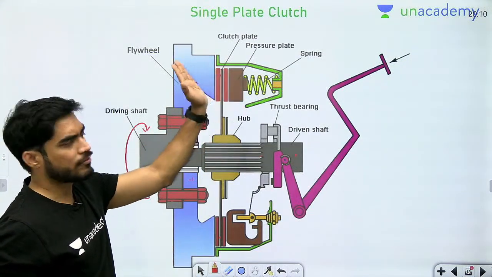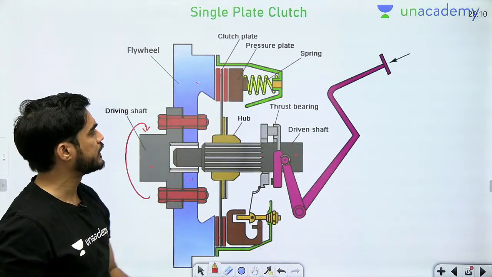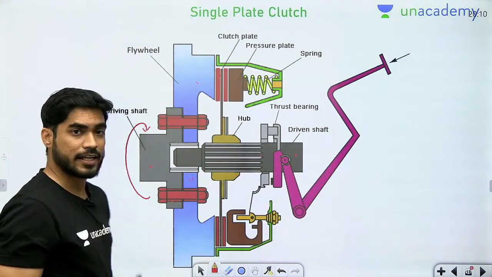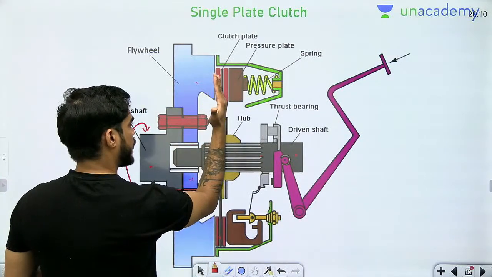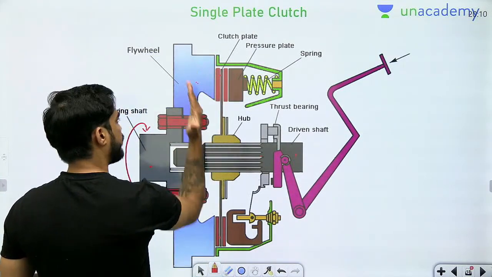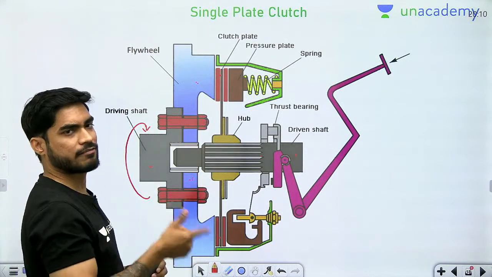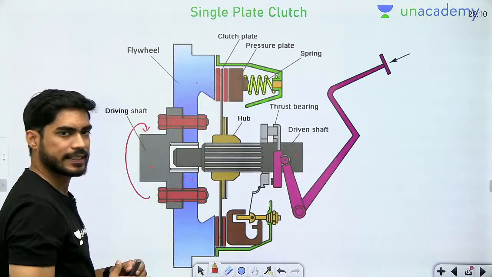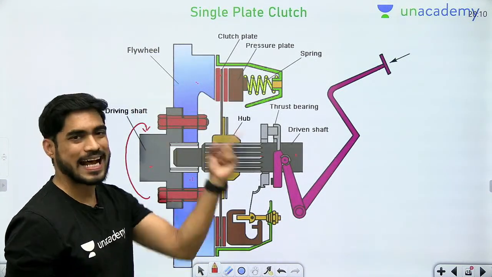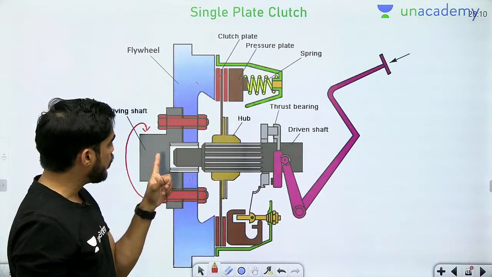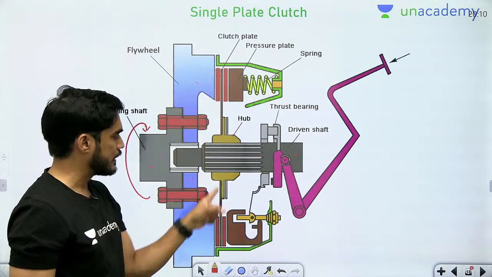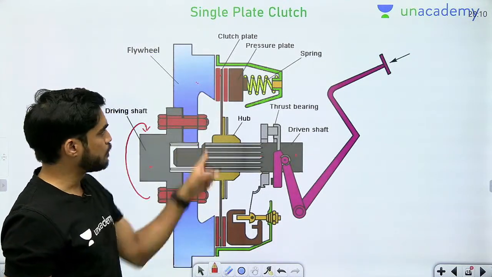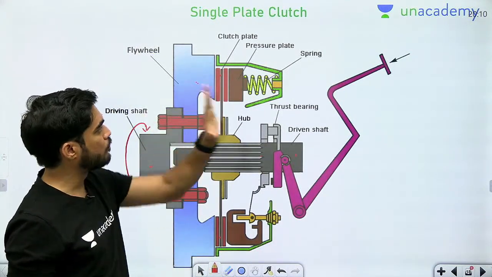On both sides of this plate, there are high friction material. Why? In order to increase the coefficient of friction. Now, when this plate will be connected to the flywheel, then friction will be developed between the plates and the plate will also start rotating. So, how the torque will be transferred from this shaft to this shaft? Through this clutch plate.